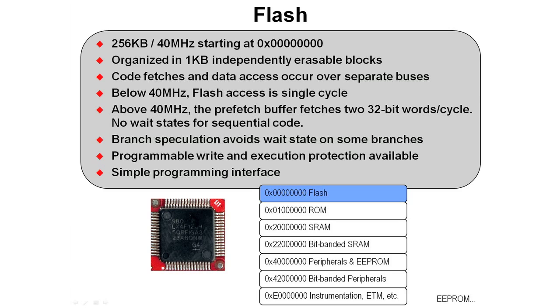We have branch speculation, so that on one direction of the branch, it speculates to see if you're going to go in that direction, and it's going to avoid a wait state in that direction. So only on one side of the branch are you going to incur a wait state. The write and execution protection are available on the flash so that you can configure this so that people can't write into it without a password, and it has a very simple programming interface, as we'll see in the lab.